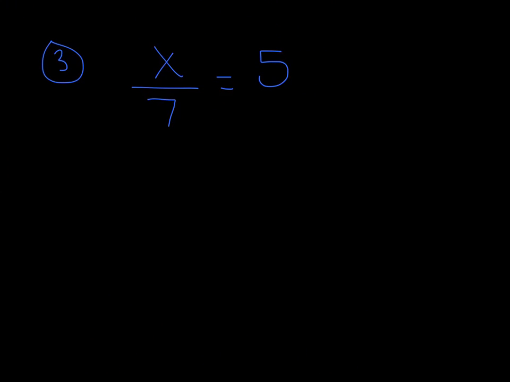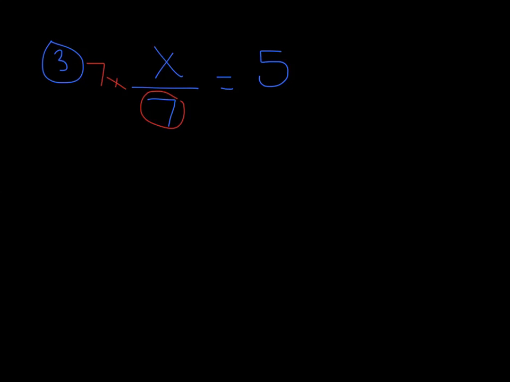All right, this looks a bit different, but you do the same thing, all right? It's basically the same thing. We're trying to get rid of that denominator right there. We're trying to get rid of the fraction. So what we do, we're always going to multiply. Multiply by what? Multiply by this number on the bottom. Okay? We're going to multiply by 7.